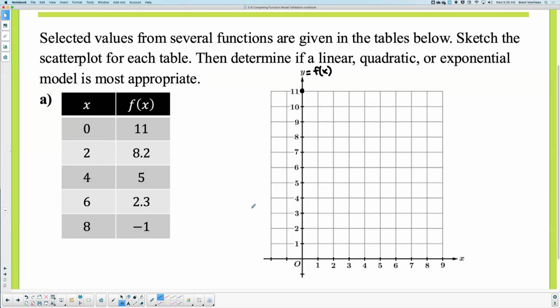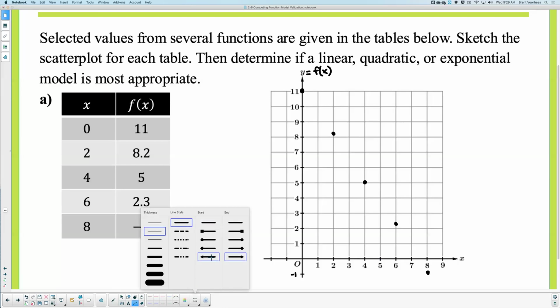Okay, how about 2, 8.2? Right 2. Up a little bit past 8. Okay, 4, 5. Which direction do I go for 4? Right, and then up. Perfect. 6, 2.3. Somewhere in there. And finally, 8, -1. Here's a -1 right there. Okay, looking at this data, what type of model do you think this is? Linear. I agree. This appears to be linear to me.